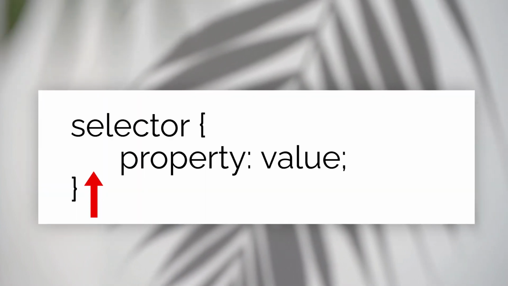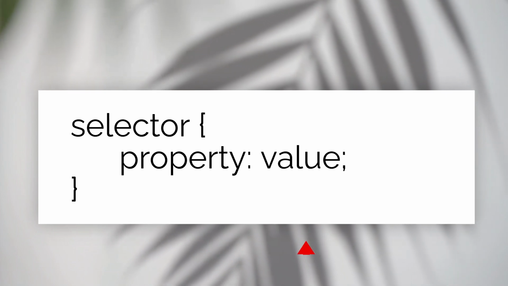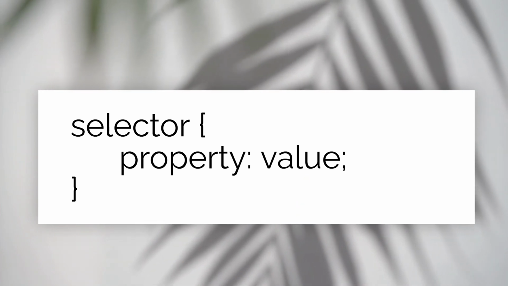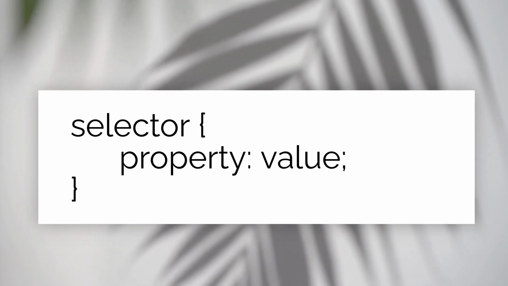CSS works through rules. Each rule has 3 parts: selector, property, and value. You pick an element, you choose what to change, and you set the value. Let us use this to style our marketplace.